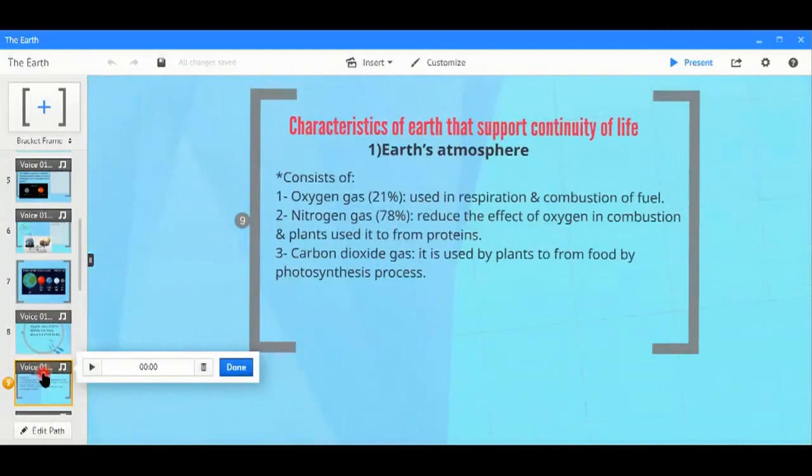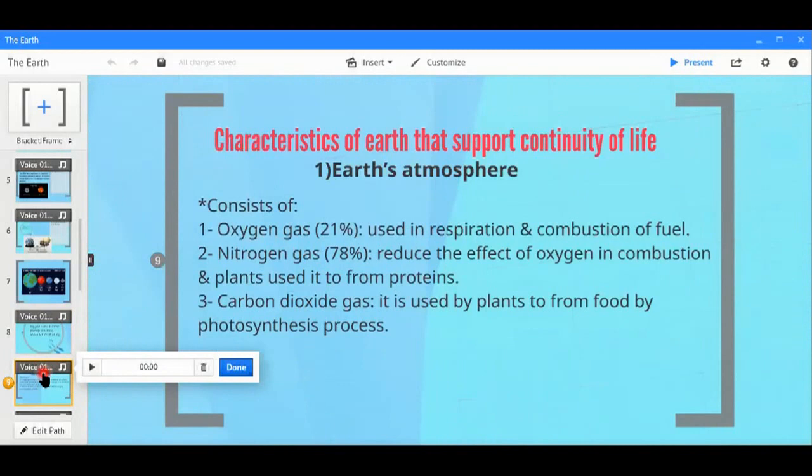Here, what we said before regarding the characteristics of the Earth, we've explained the mass, the volume, the position, the location, and the shape of the Earth. Let's talk about the characteristics of the Earth that support the continuity of life.